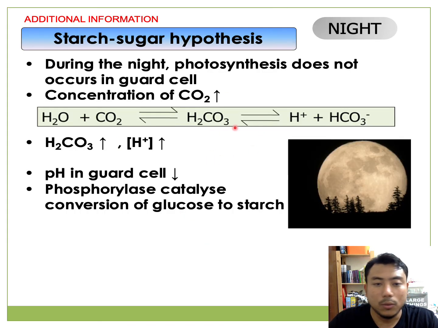During the night, there is no photosynthesis, so the concentration of carbon dioxide increases inside the cell. Water plus CO2 will become carbonic acid, and it will dissociate into hydrogen ions and bicarbonate ions. The increase in H+ will lower the pH, because with more hydrogen ions, the solution is more acidic. So the pH in the guard cell will drop. Phosphorylase will catalyze the conversion, this time in reverse, glucose back to starch.